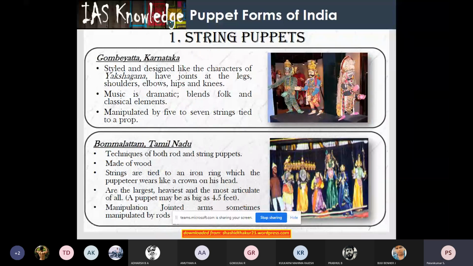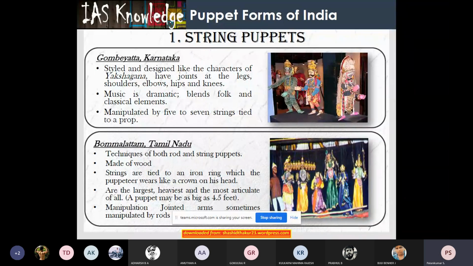If you see Karnataka, it is a style where the characters of Yakshagana have joined legs, shoulders, elbows, hips, and knees, and they perform with these. Especially in Tamil Nadu, they use both. It's a mixture. In Tamil Nadu it is called Bommalattam.